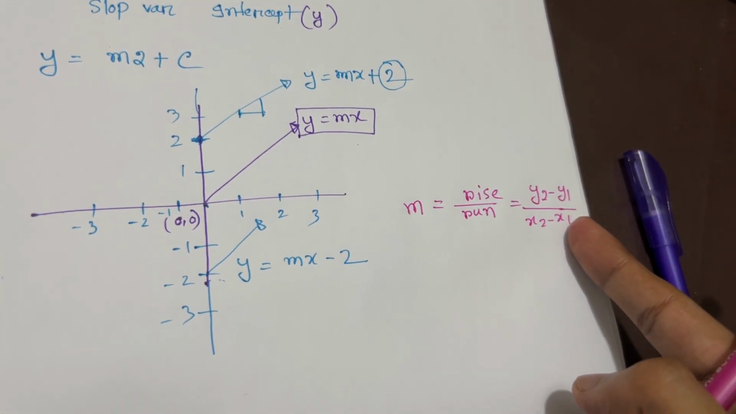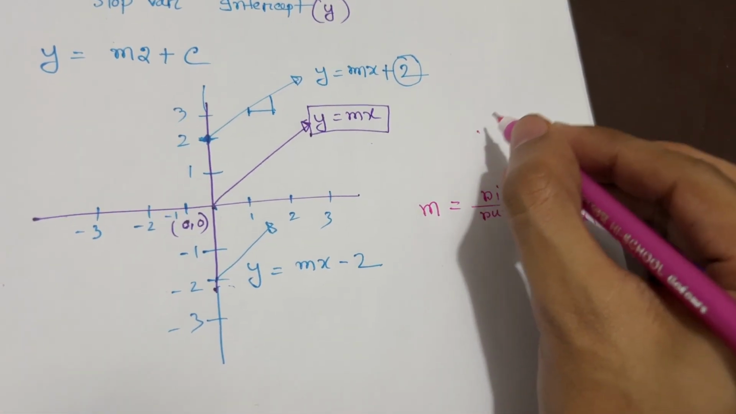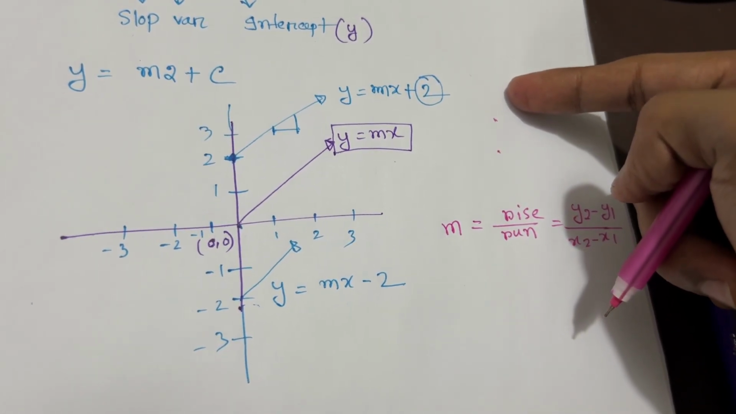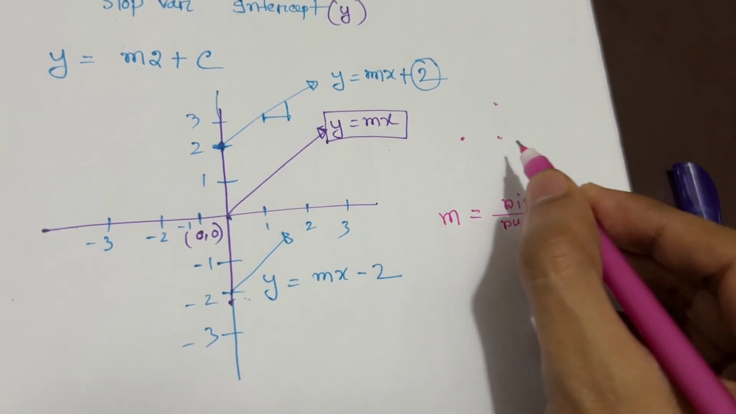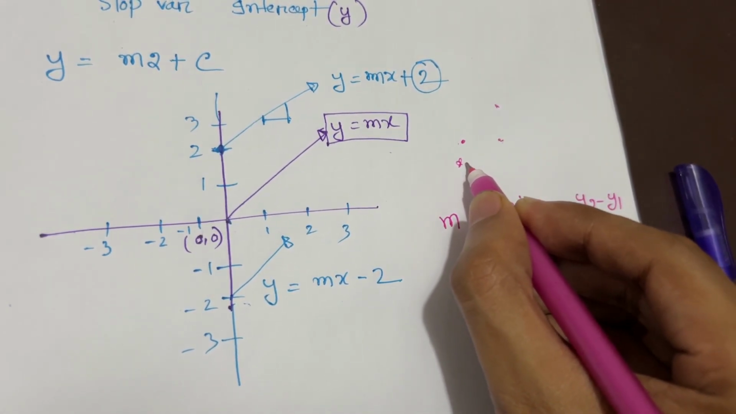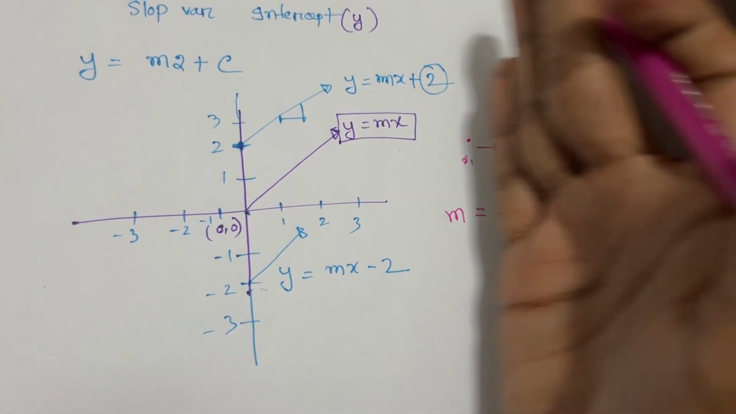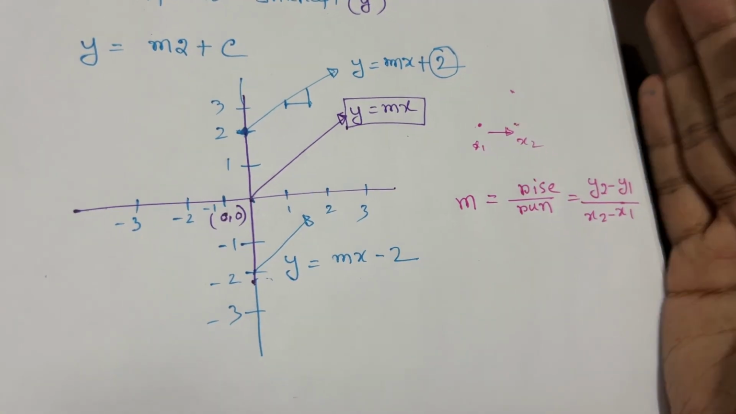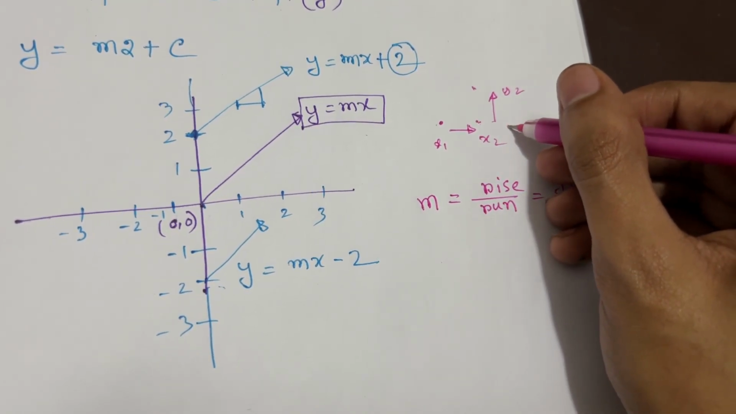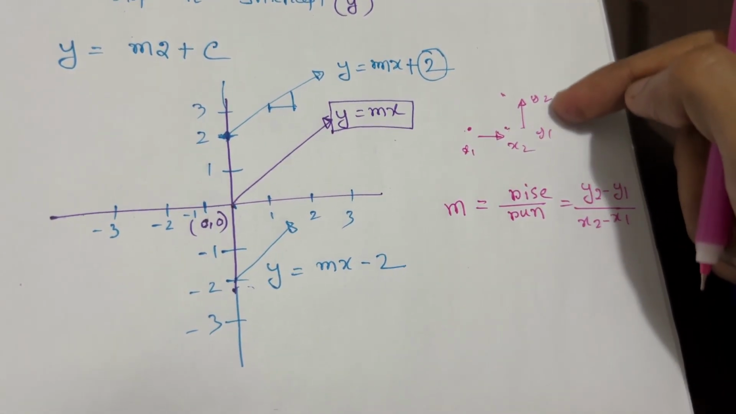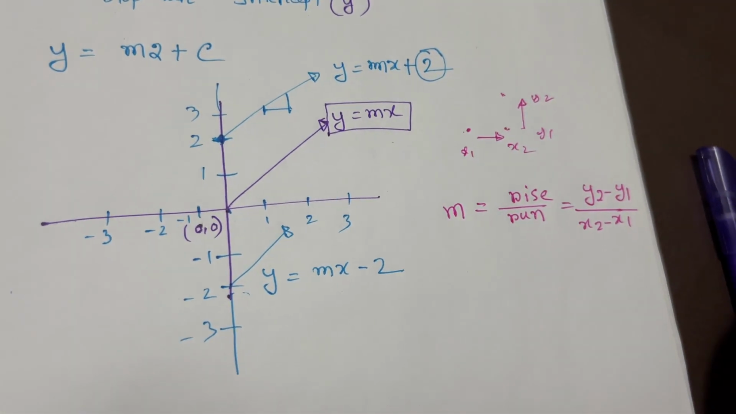How much does x increase? The rise is actually the y-axis improvement. From this position to this position, I'm increasing the value of y from 1 to 2. But if I go from this position to this position, I'm going from x1 to x2. So this is our run, how much the x-axis value has improved. And if I go to rise, it means that I'm going from y1 to y2. So what is the difference of the vertical axis, which is the y-axis?